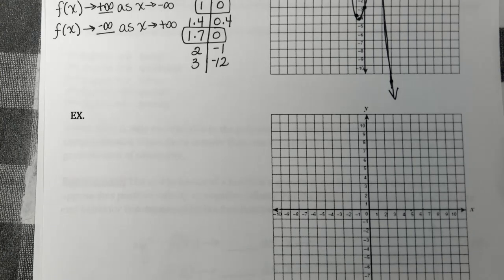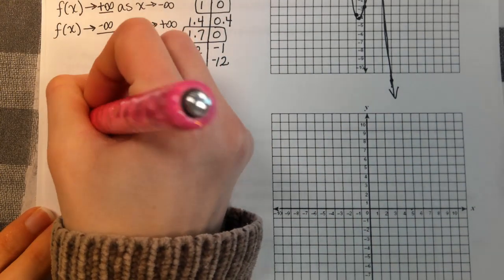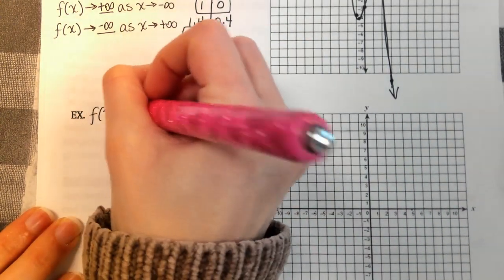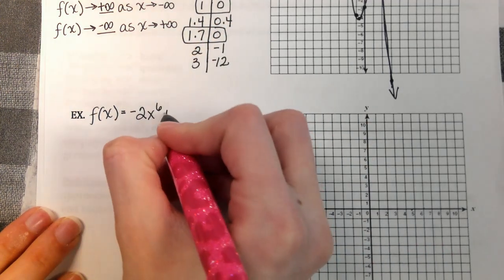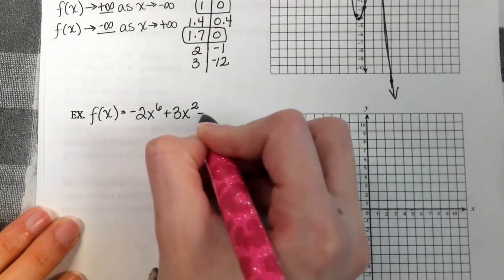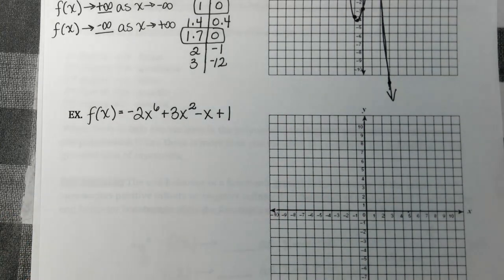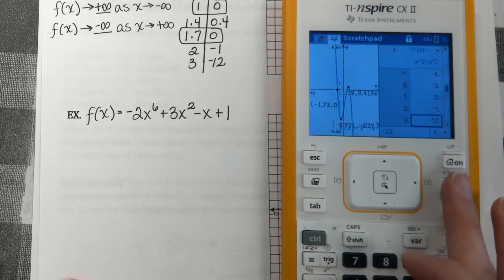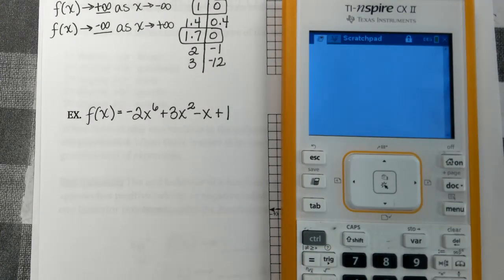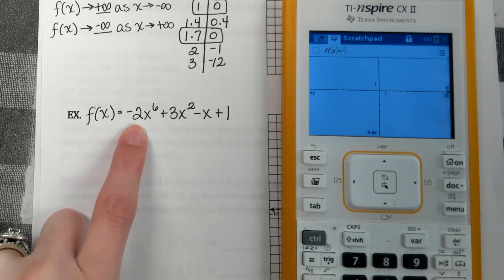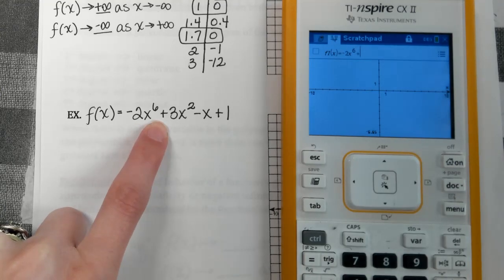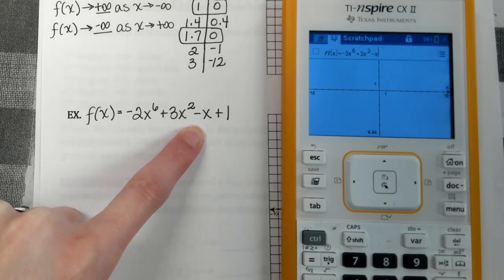So our next function, we're going to do f of x equals negative 2x to the 6th plus 3x squared minus x plus 1. Once you get that copied down on your calculator, you can just press Doc B and it will clear everything you just did to start from scratch. So you'll type your negative 2x to the 6th plus 3x squared minus x plus 1.